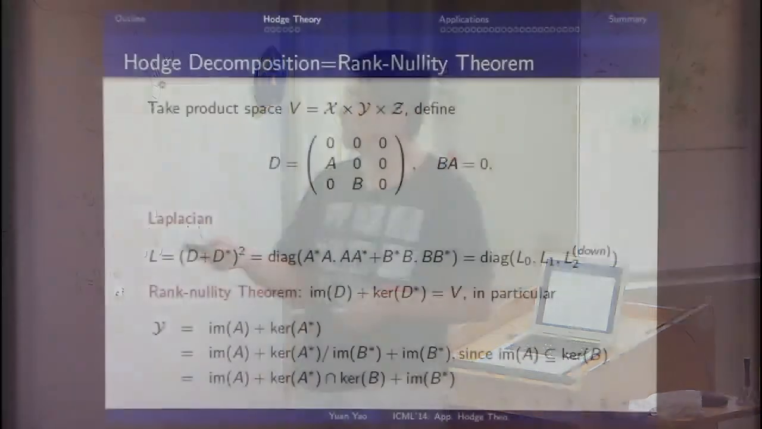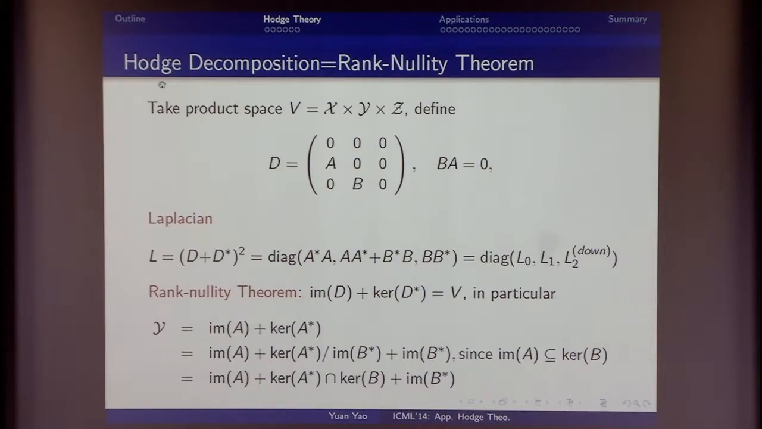Okay, ignore this part for the moment. These three lines just prove the Hodge decomposition using the rank-nullity theorem. Consider this matrix. The image of this matrix plus the kernel of its adjoint must equal the whole space V. Then if we restrict everything onto the middle Y, what will happen?